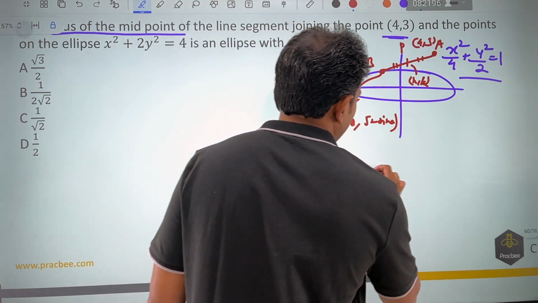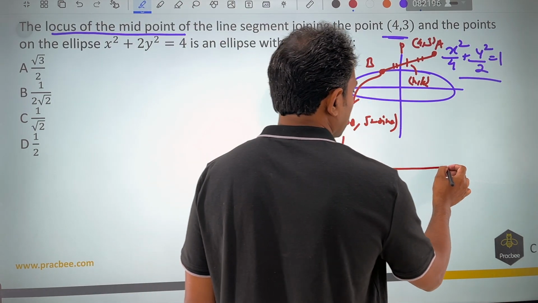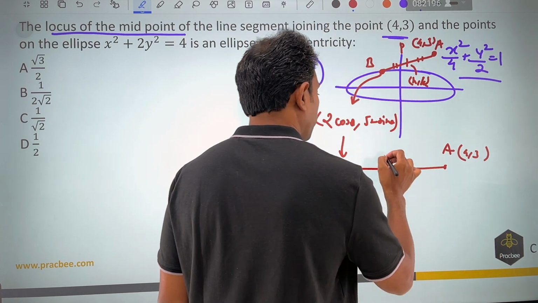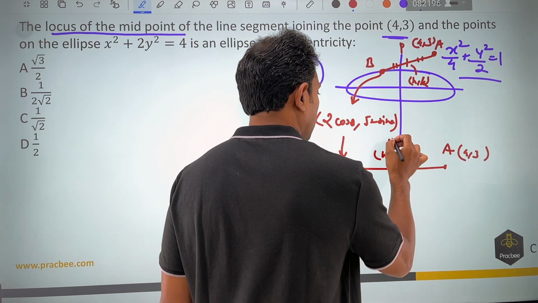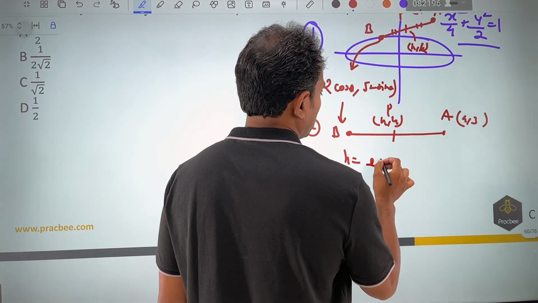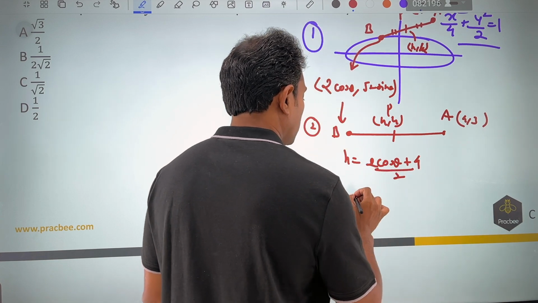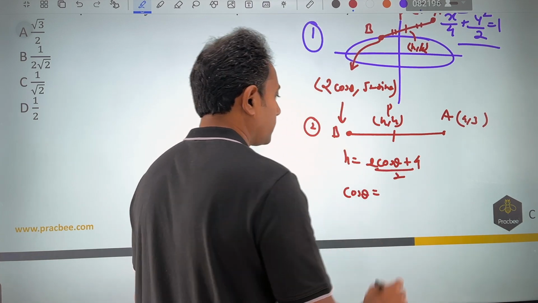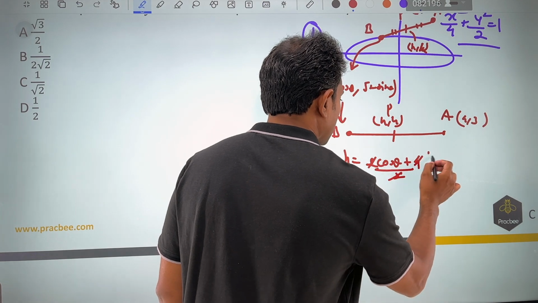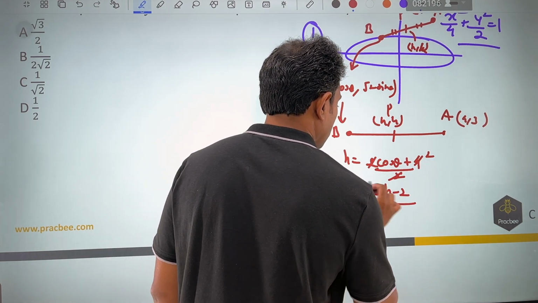So in the next step, once we have figured out that this midpoint is h, k, we are going to apply the section formula. So our B point is this, A point is 4, 3, midpoint is h, k. So if I apply the section formula, h will be equal to 2 cos theta plus 4 by 2. So the value of cos theta from here would be nothing but 2h minus 4 by 2. So the 2s cancel out. So it will become nothing but h minus 2.